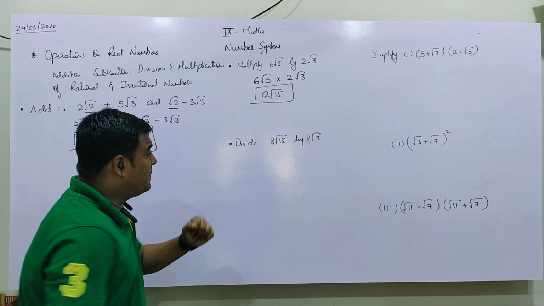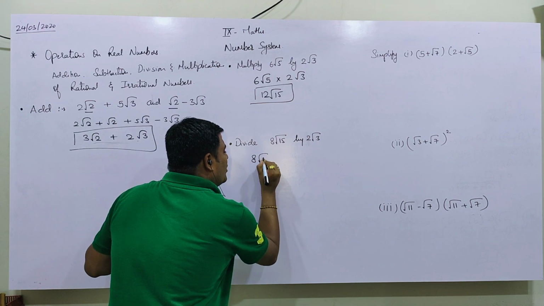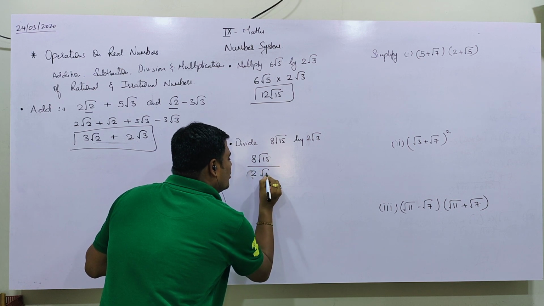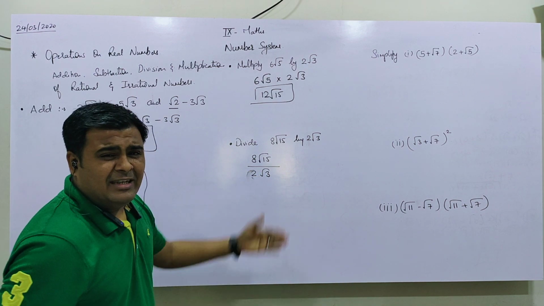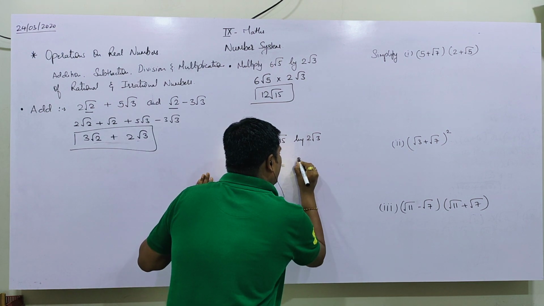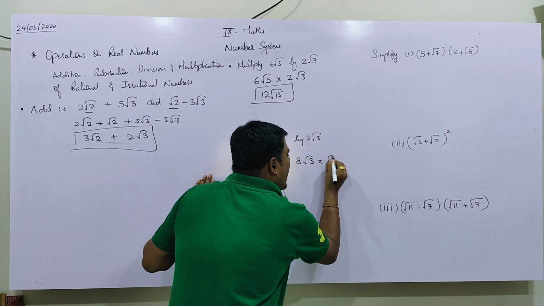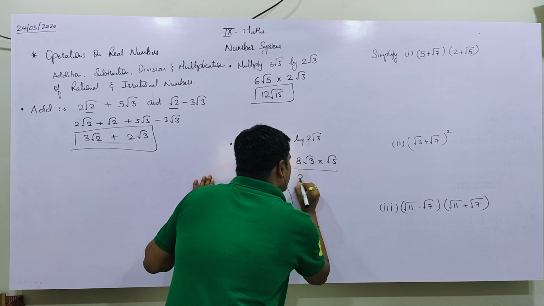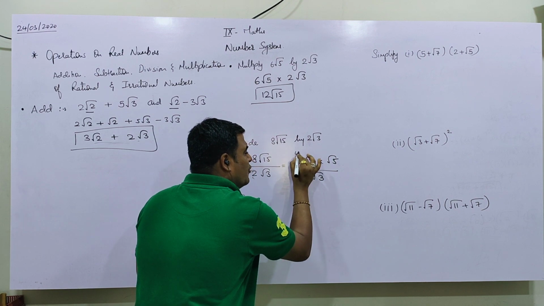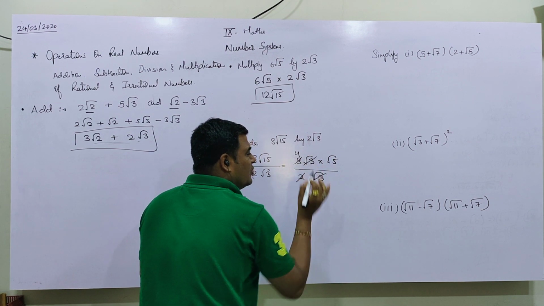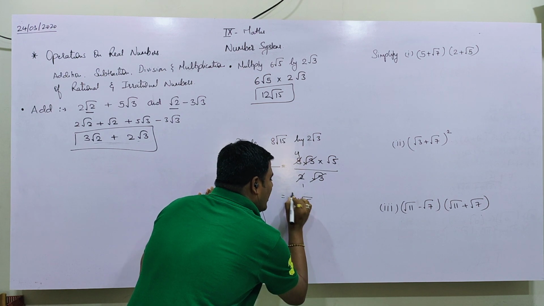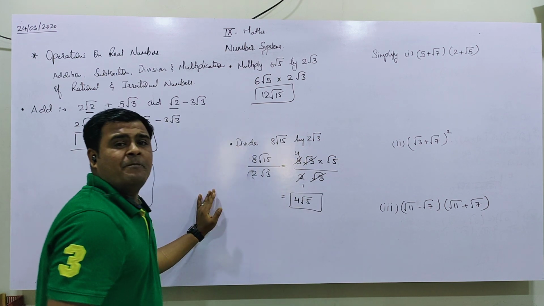Let us now divide 8 root 15 divided by 2 root 3. To learn in an easy way, I expand root 15 into root 3 and root 5 upon 2 root 3. See, 2 1s are 2, 4s are... root 3 cancels, so it is equal to 4 root 5, which is our final answer.